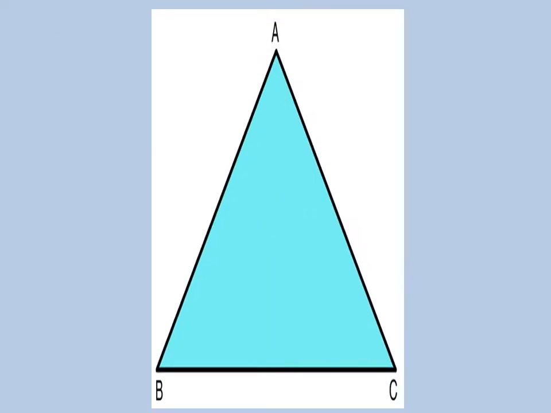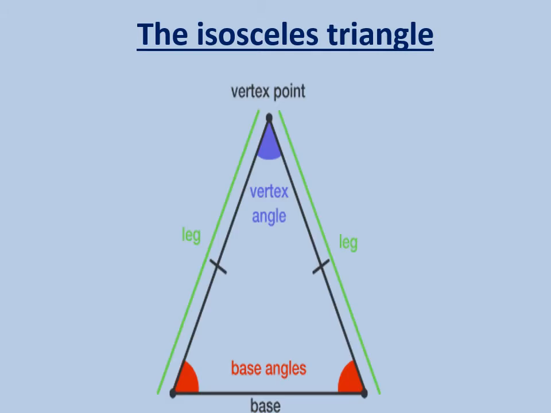What about this triangle? As we can see, AC and AB are equal and BC is different, so it is an isosceles triangle. Our lesson today is about isosceles. The isosceles triangle. There are some particular names in the isosceles triangle. The two equal sides are called legs, and the third side, which is different, is called base.